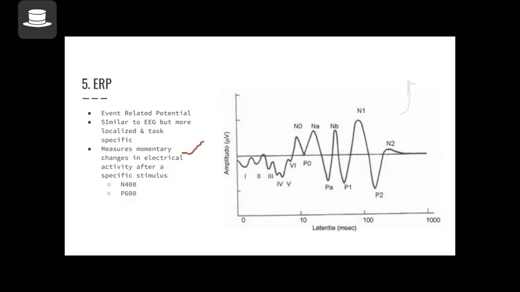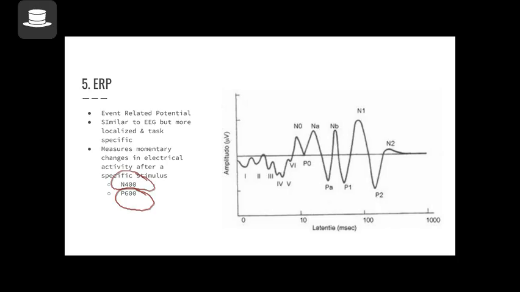So if I give you my name or a sentence to read, then have some anomaly in the sentence, and then observe what happens when you read that anomalous part of the sentence. And typically, there are several phenomena related to this, but there are two most commonly studied phenomena related to ERP: the N400 and P600.